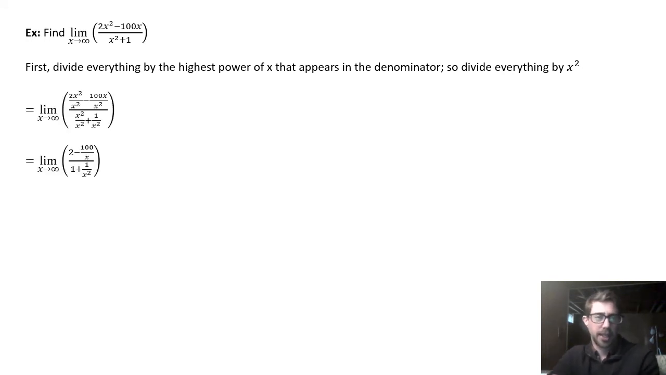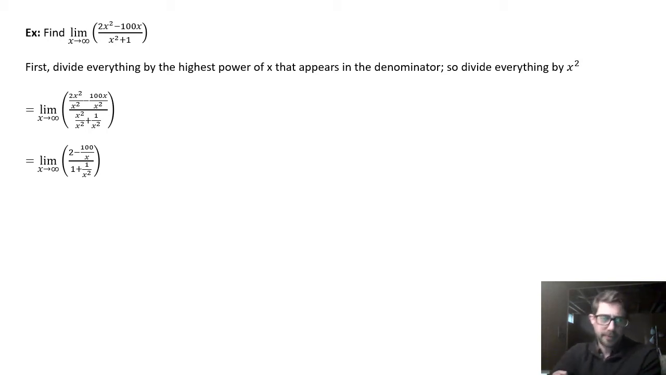And that's what that looks like. It's ugly, but we can handle it. Right, so everything gets divided by x squared. It's a compound fraction. We'll live. And then we simplify it. So that first term becomes 2. The second term becomes 100 over x. The first term in the denominator is just 1. And then we have a plus 1 over x squared.